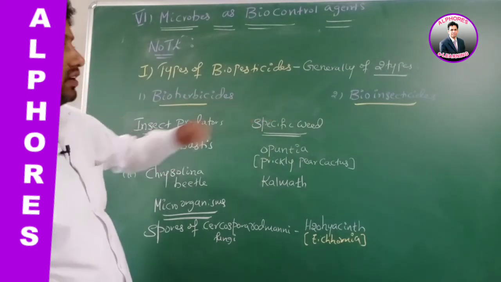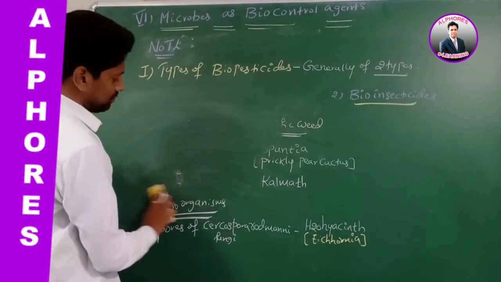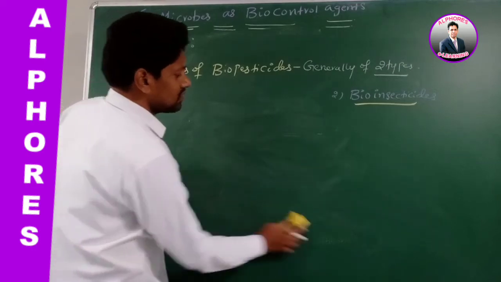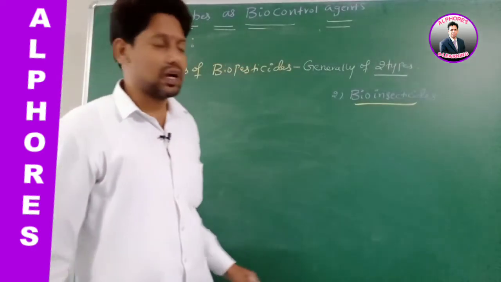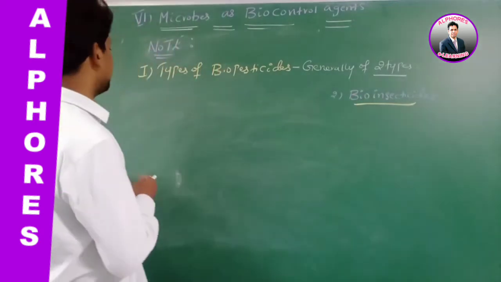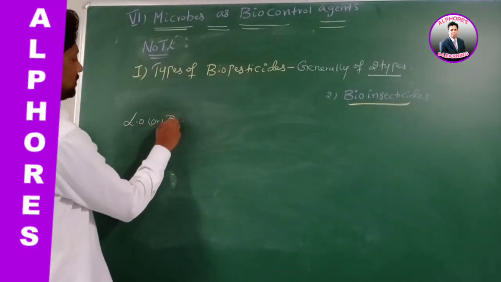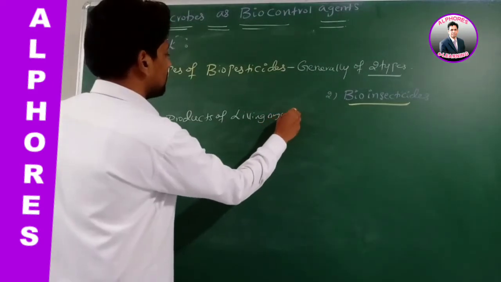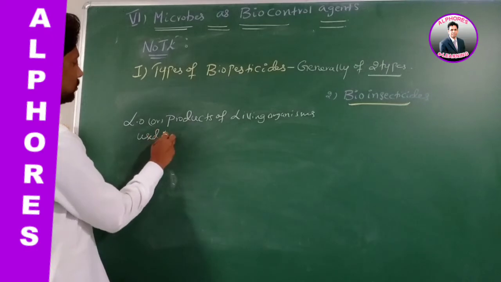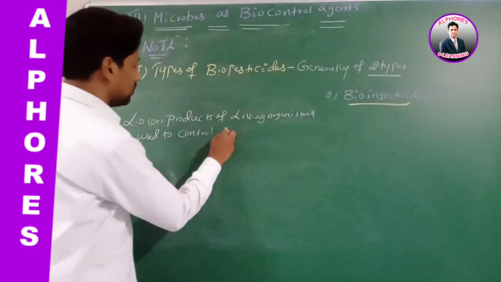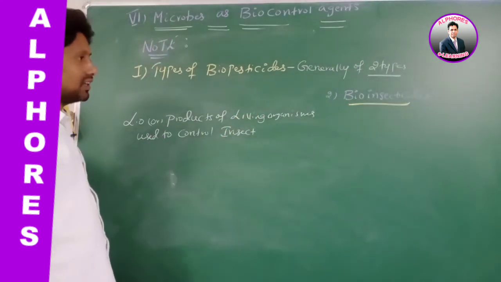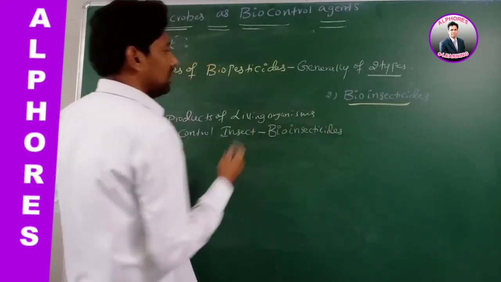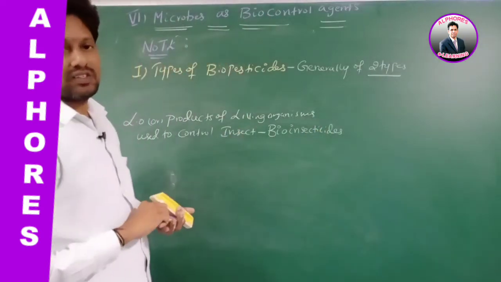Now go for the second one: bioinsecticides. Bio means living organisms, right? So we are using a living organism or products of a living organism to control insects. Living organisms or their products used to control insects are called bioinsecticides. Is this statement okay? Right?